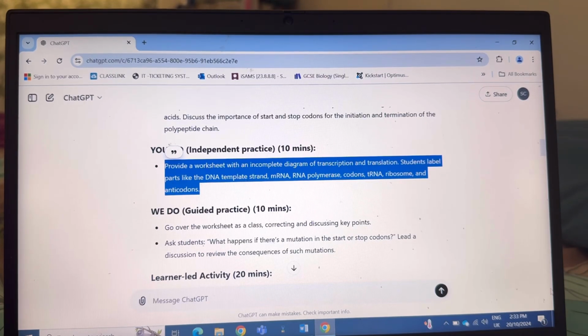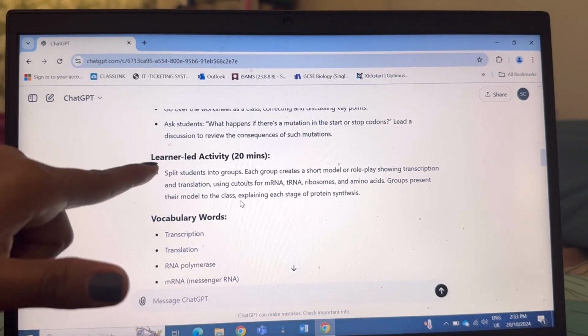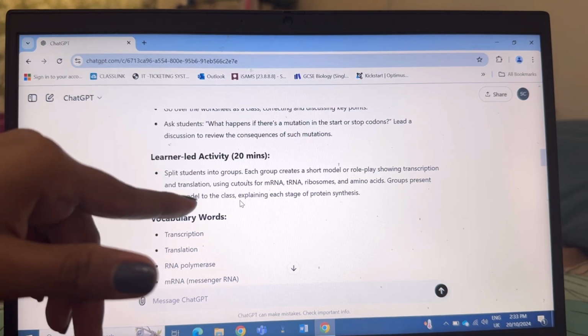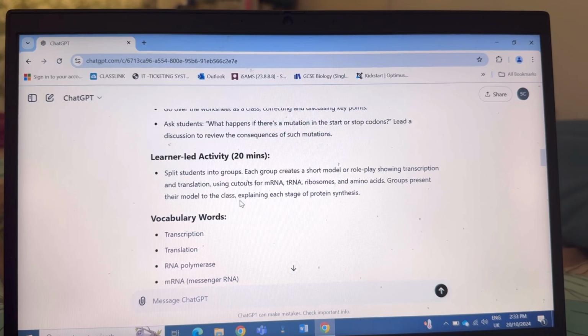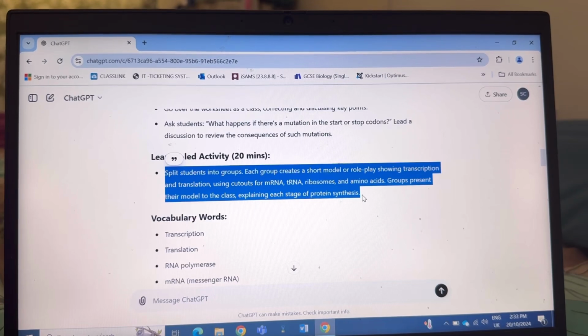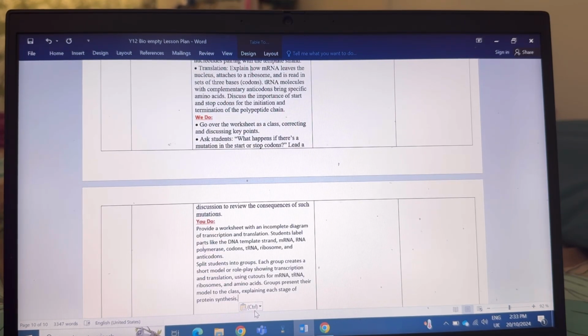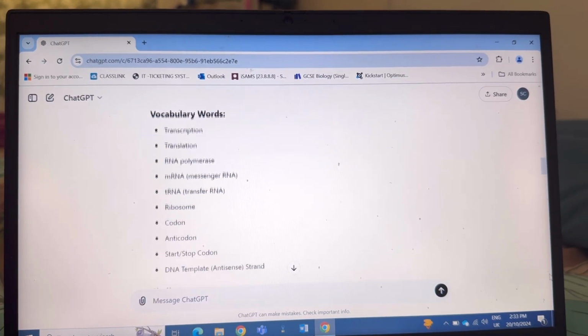Next we have an extra activity, which I just added in case I need it. I'll just add it in the lesson plan, but I don't think I'll have time to do this. But I'll add and keep it in case I have extra time. This we can add in you do itself because it is a learner-led activity, right? And it will be like independent practice. So let's keep it here. Vocabulary words we have already copied.